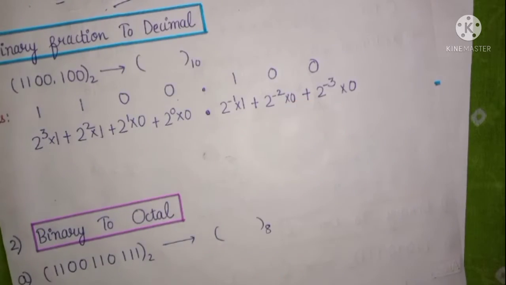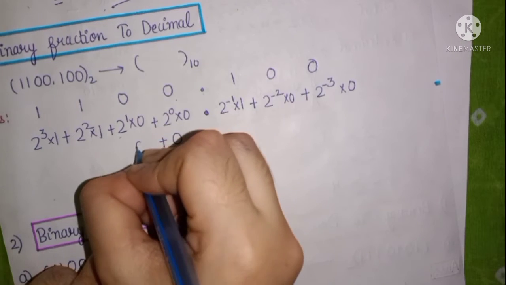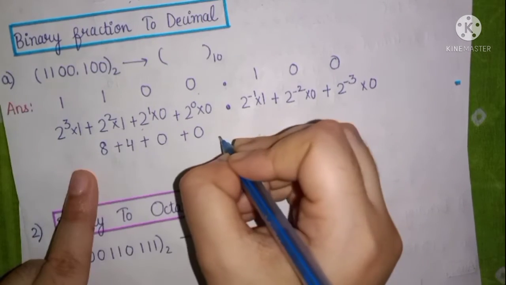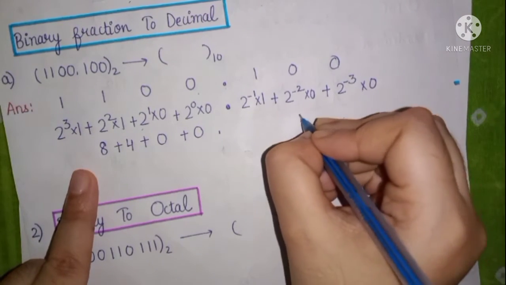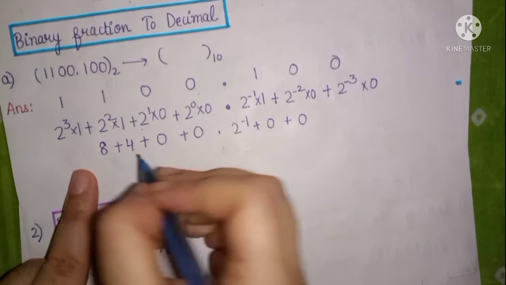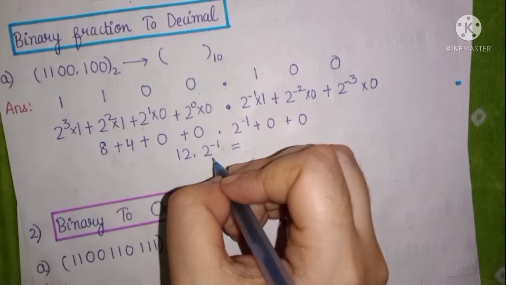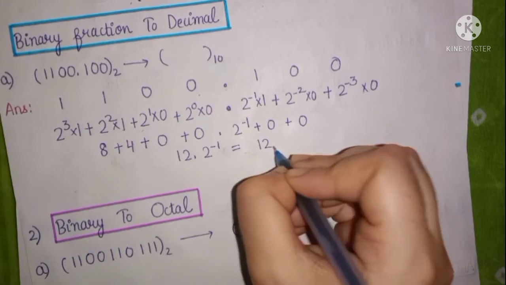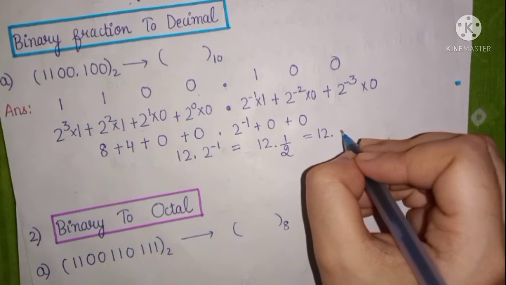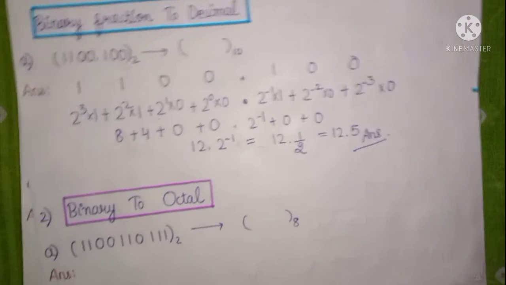Now do the calculation. Something multiplied by 0 equals 0, plus something multiplied by 0 equals 0, plus 2 raised to the power 2 equals 4, and 2 raised to the power 3 equals 8. Point. Same, something multiplied by 0 is 0, and this is 2 raised to the power minus 1. 8 plus 4 is 12, point, 2 raised to the power minus 1. Now what can we write? 2 raised to the power minus 1 we can write as 1 upon 2. Now 1 upon 2 is 0.5. So the answer is 12.5. So this is our answer, right?